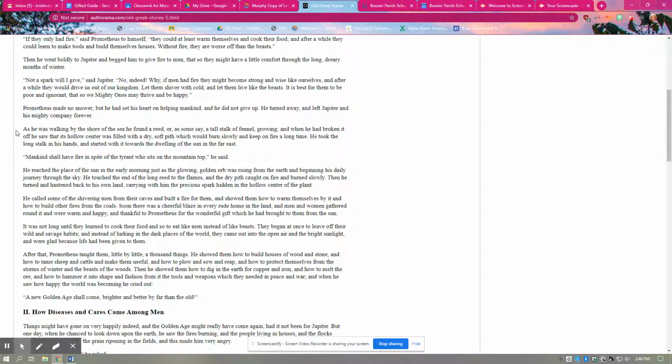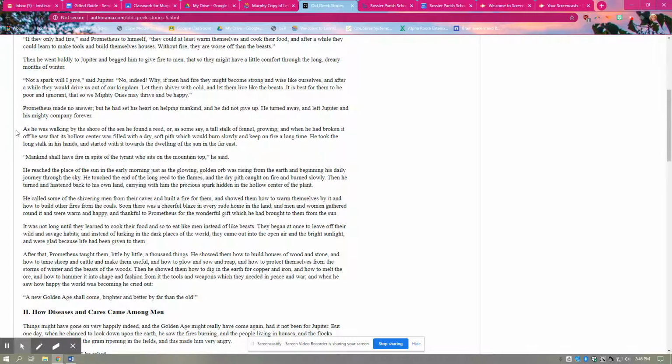He touched the end of the long reed to the flame, and the dry pith caught on fire and burned slowly. Then he turned and hastened back to his own land, carrying with him the precious spark hidden in the hollow center of the plant. He called some of the shivering men from their caves and built a fire for them and showed them how to warm themselves by it and how to build other fires from the coals.